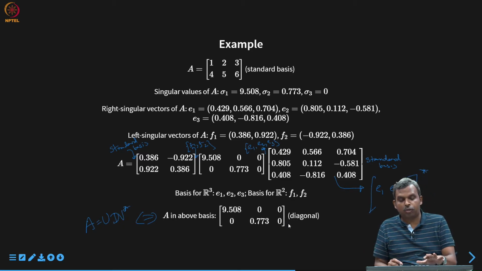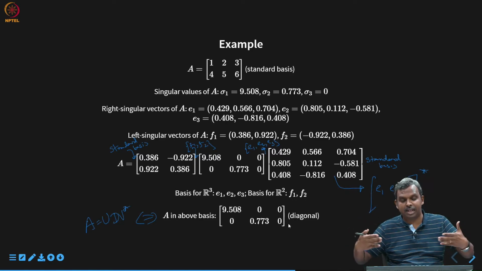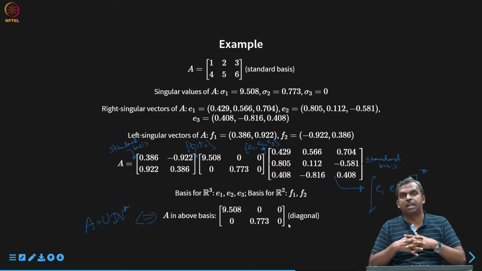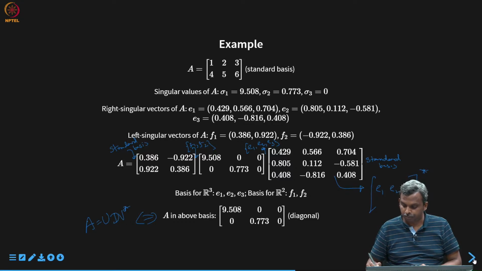Now this can work for even an arbitrary matrix. For any matrix you want, you find the singular values, the right singular vectors and left singular vectors, and you have this decomposition. You go to the orthonormal basis dictated by the singular vectors, and then your linear map A becomes diagonal. That's the power of this SVD.